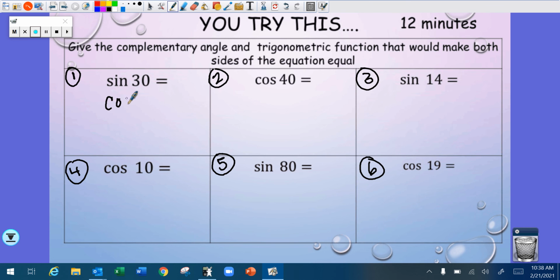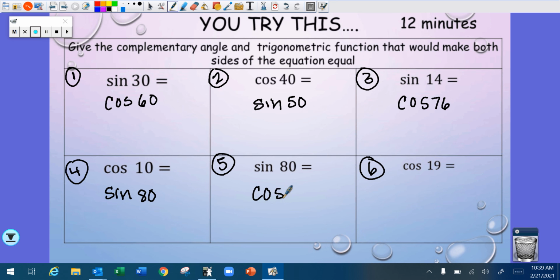All right, so this would be cosine of 60. This would be sine of 50. This would be cosine of, let's see, 76. Yeah, 7, 7, 8. Yeah, I'm good. Sine of 80. Cosine of 10. And this would be sine of 71. And you can put this in the calculator and check yourself. All right? Hopefully you paused and tried these out first.